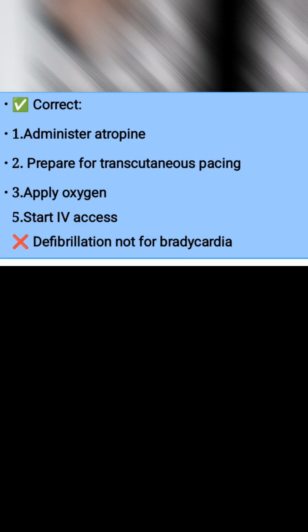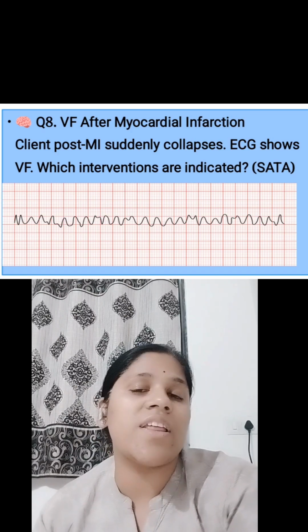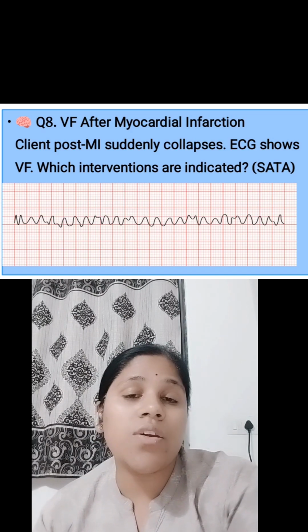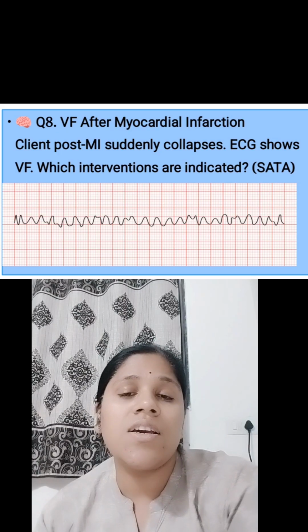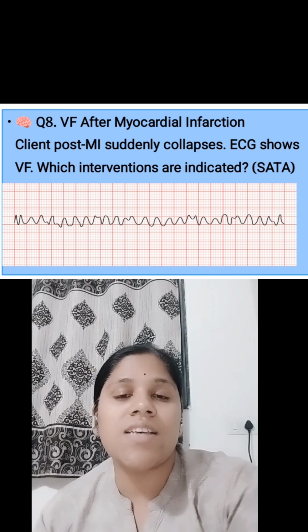Next we can see a question type, that is VF, ventricular fibrillation after a myocardial infarction. So the scenario here is the client post myocardial infarction suddenly collapses. The ECG shows VF, ventricular fibrillation. Which interventions are indicated? It is a SATA type of question.